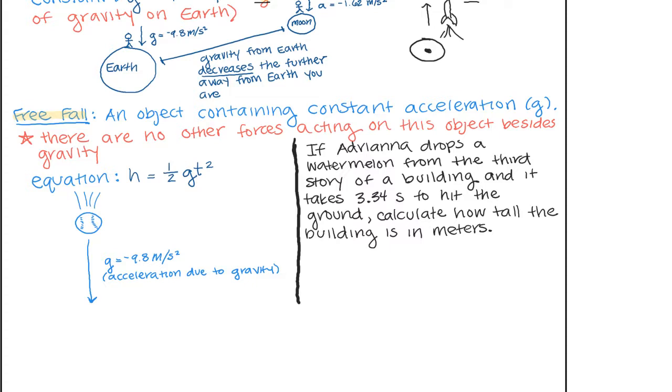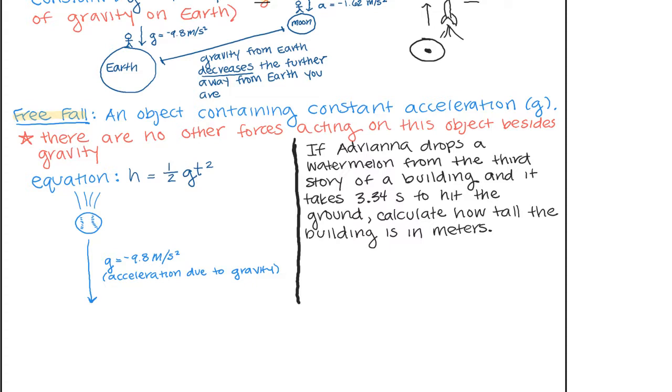Now, key note with free fall, there are no other forces acting on this object besides gravity. Okay, so air resistance is gone. You are not pushing the object down. It is in pure free fall form. The only force acting on this object is gravity. It's not hitting anything. It's not bouncing around. There are no other outside forces besides gravity.